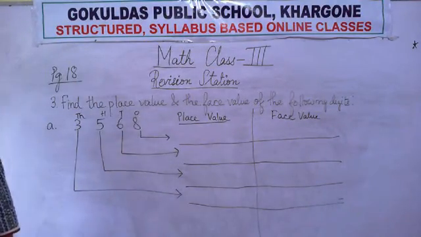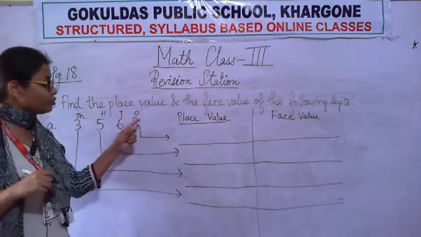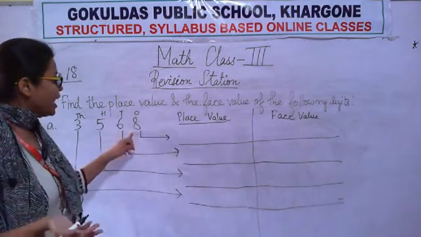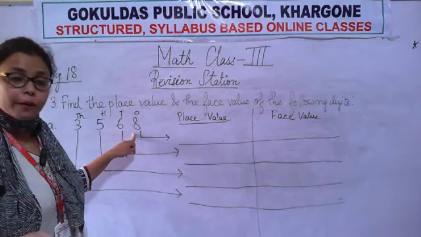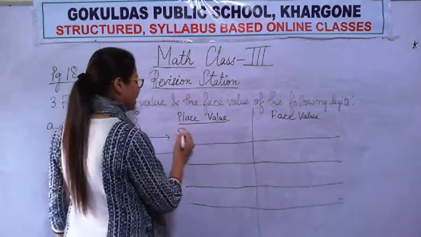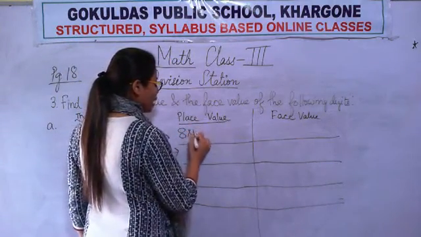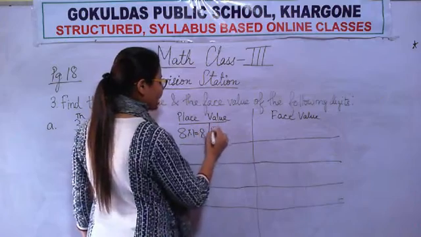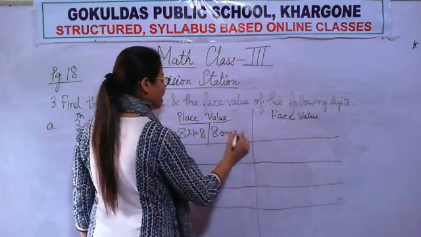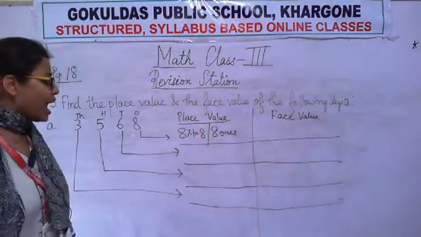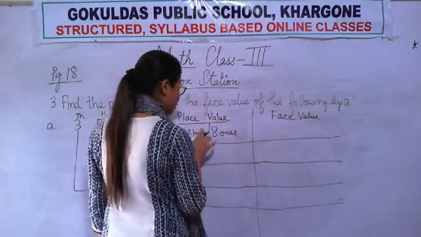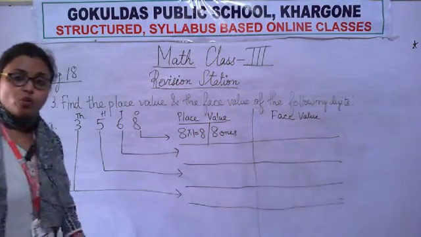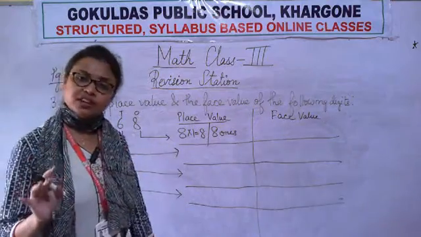We have done it. And what did I say in place value? You will have to see where the number is sitting. 8 is sitting in the place of 1. So we will write 8 into 1, 8, or we will write 8 ones. If you write either one, your answer is right.